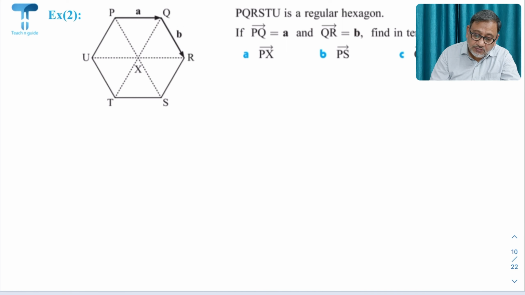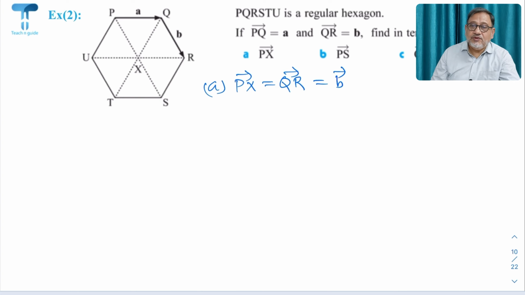Look here. PX, this I have to find. Okay, so PX, how can I find that vector PX? PX is same as QR, because look here, in a regular hexagon this length is same as this length. Okay, so A part I can write as vector PX is same as vector QR, and QR is vector B. Okay, like this I will get the answer of PX.